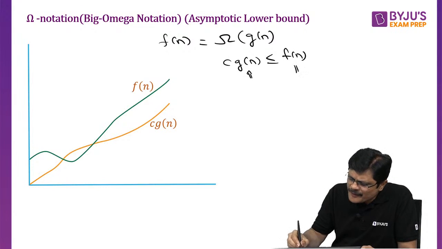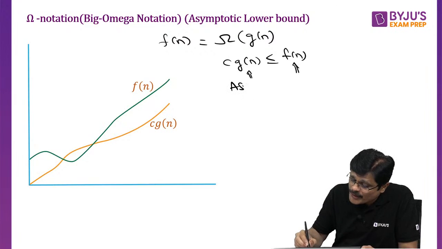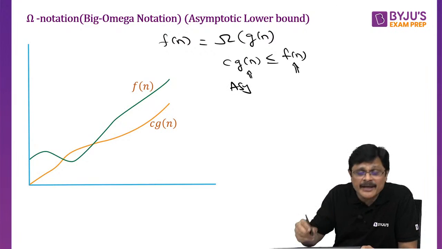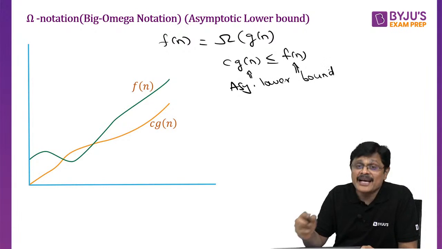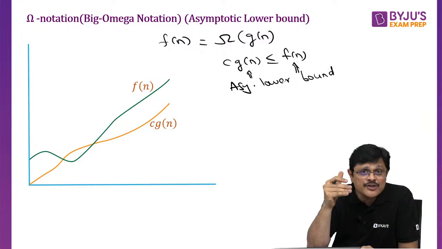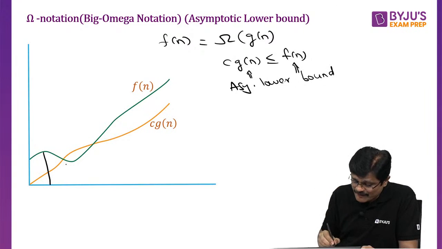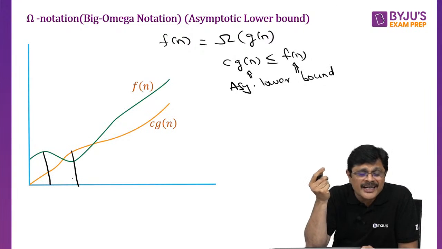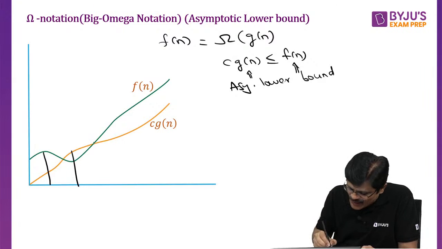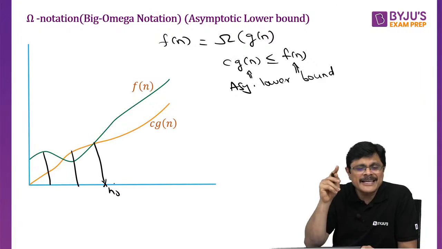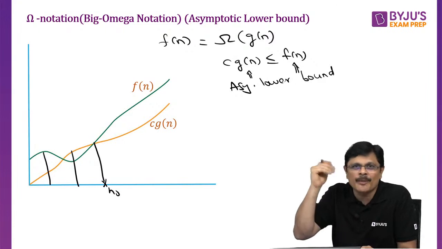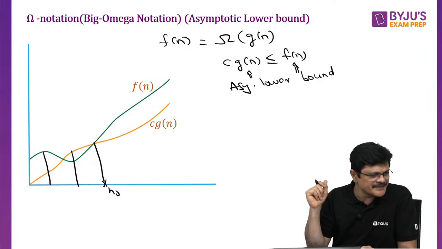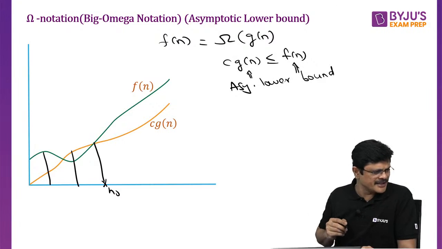Correct? Now here we can say that for Fn, this Gn becomes the asymptotic lower bound. See, it is not for small values of N. If you see for small values of N, the situation is not under control. But after this N naught, always C times Gn is dominated by Fn. Is the idea clear? Yes or no? Got it?